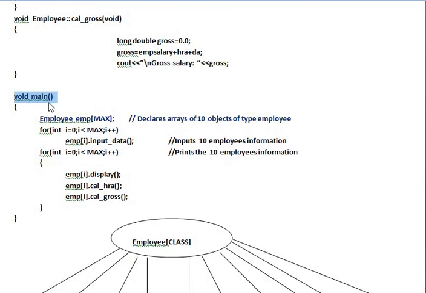Now the program is going to start from the main function, as main is the inception of the program. The first statement inside the main function body declares an array of max objects. The name of this array that can hold max objects is EMP, and its class name is employee. Now the point to note here is, what is the value of max?